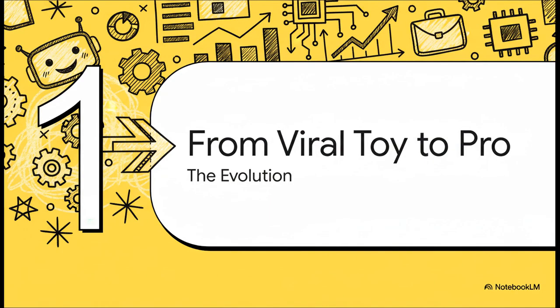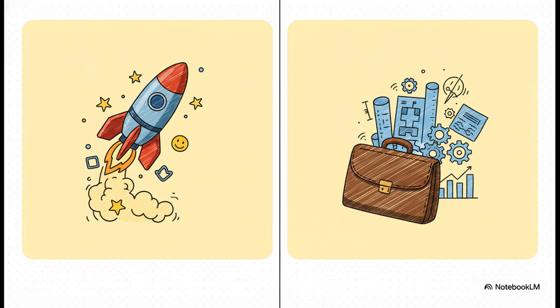So, let's start with that evolution. Because to really get why this Pro version is such a massive deal, we gotta look at where this whole thing started. Okay, so on one hand, you had the original Nano Banana. It was built for speed, running on the Gemini 2.5 Flash model, and it was perfect for just messing around, creating things casually. And of course, it became that viral hit everyone was playing with.